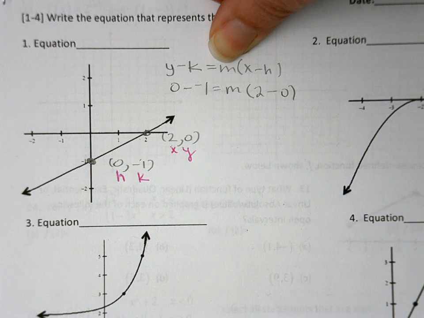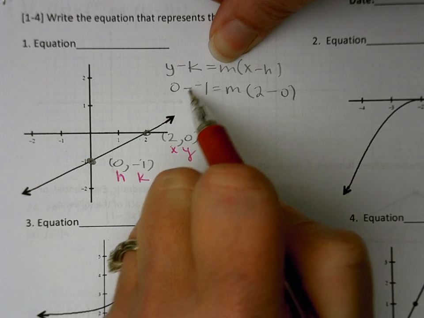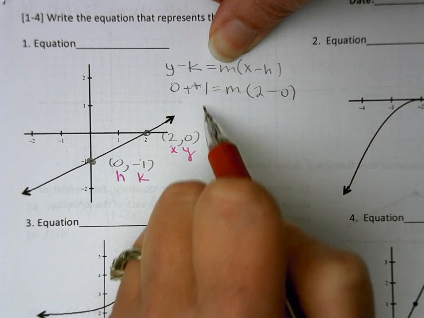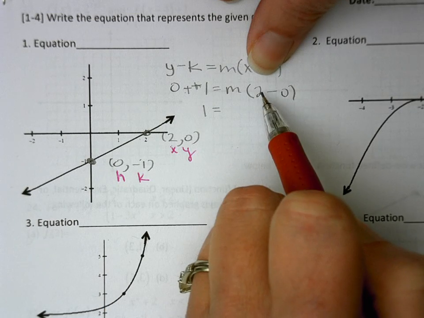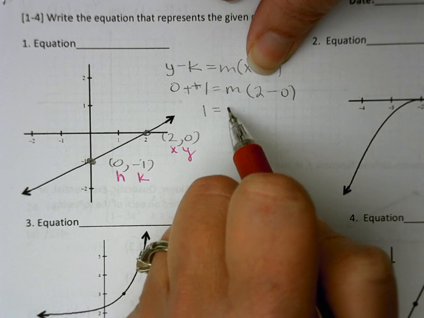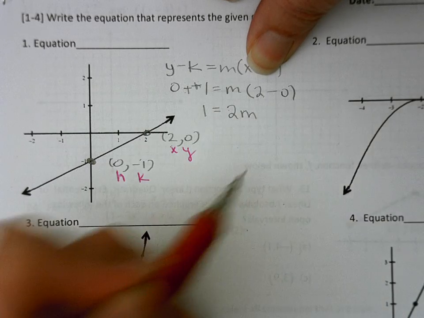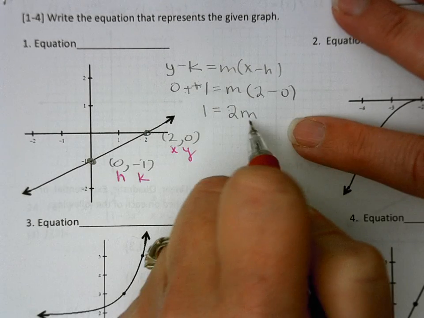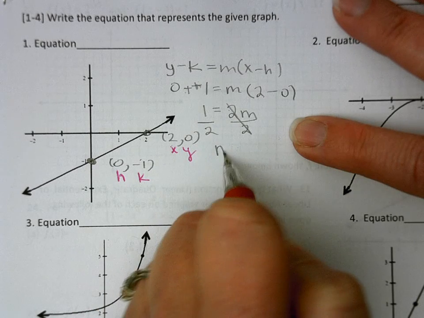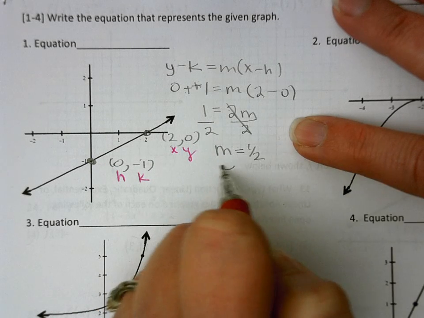From here, I just want to solve for m. The double negative would be a positive, and 0 plus 1 is 1. Then 2 minus 0 is 2, and I don't want to write it as m2, but put it in the correct order, so that would be 2m. To solve for m, I would divide by 2. So then I know m is equal to 1/2.